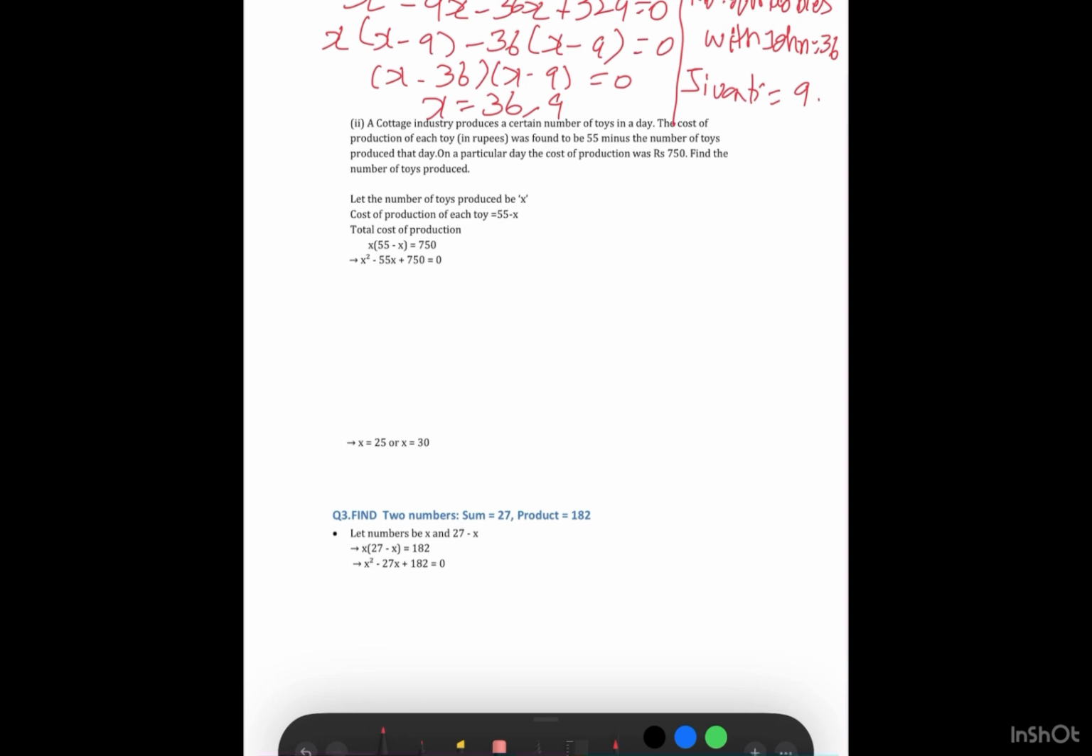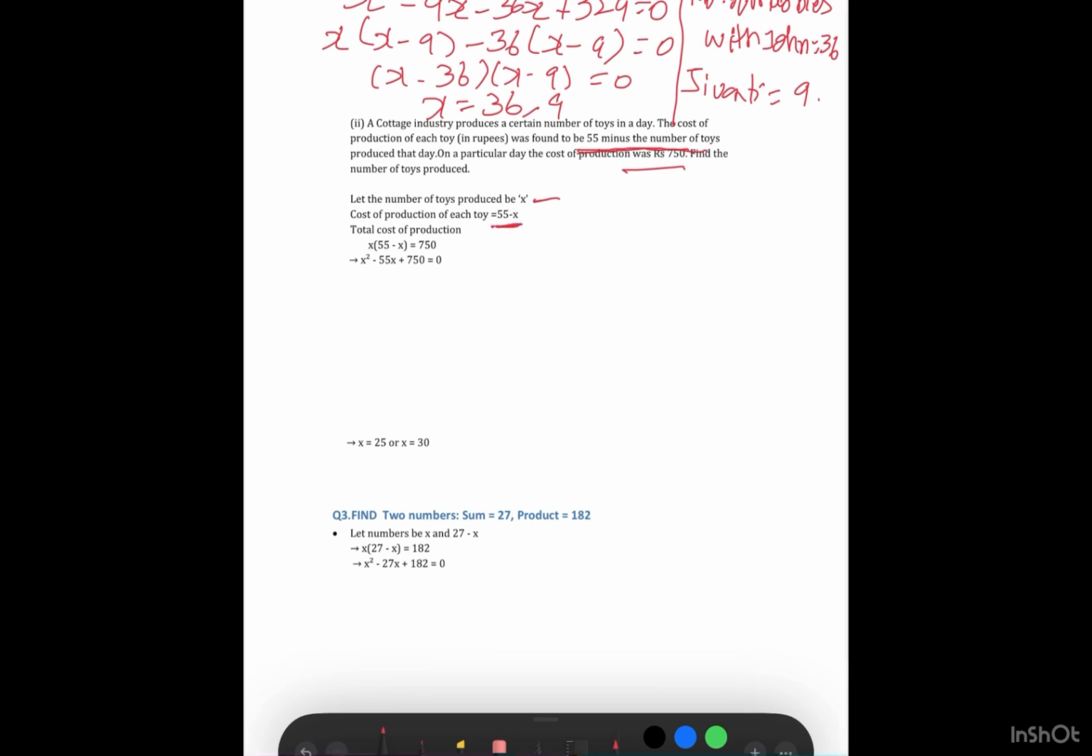Next question. A cottage industry produces a certain number of toys in a day. The cost of production of each toy was found to be 55 minus the number of toys produced on the particular day. Also the total cost of production was 750 rupees. We have to find out the number of toys produced. Let the number of toys produced be x. Now we are given that the cost of production of each toy is 55 minus the toys produced. That is, toys produced is x, so it would be 55 minus x.